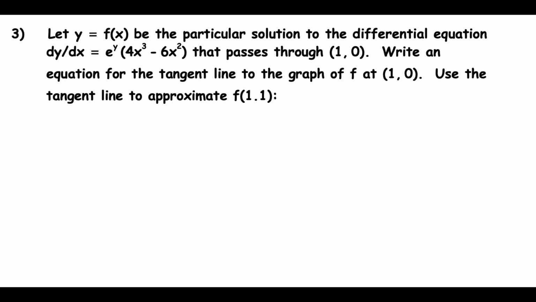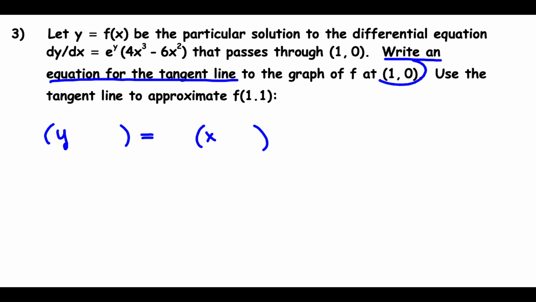It just simply says write an equation for the tangent line, and then use this tangent line to approximate f of 1.1. So let's go ahead and see what we can do. I am focused right here on this statement: write an equation for the tan line. So immediately I go into my safety mode, which is point slope form. We're looking at the point 1, 0.